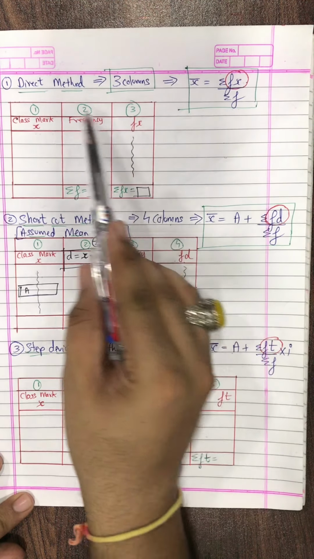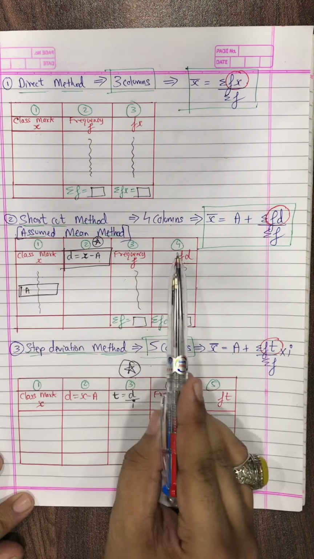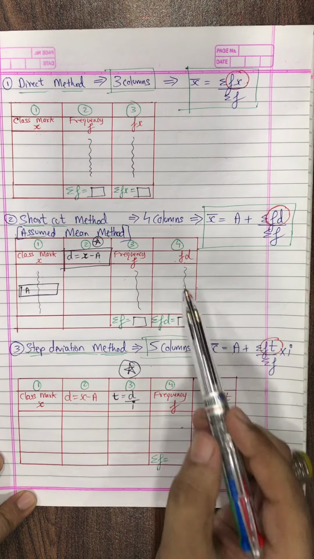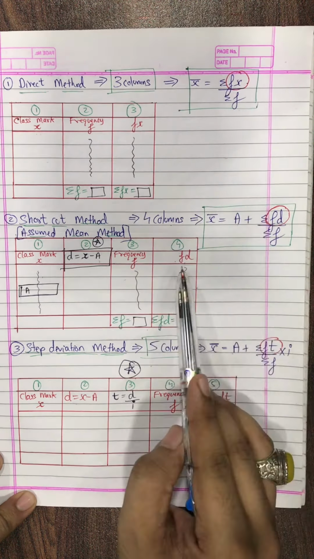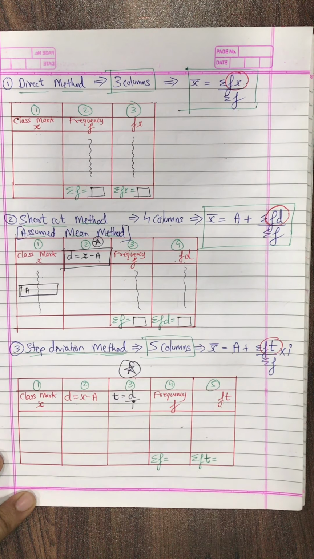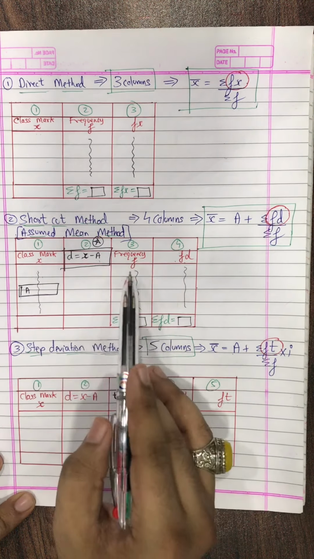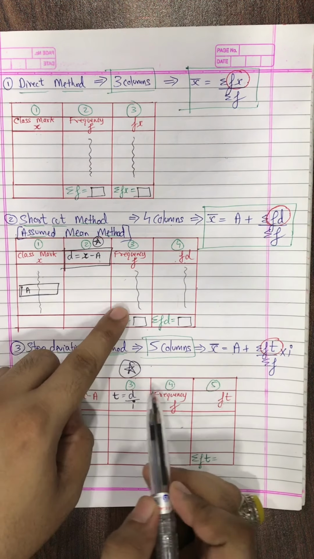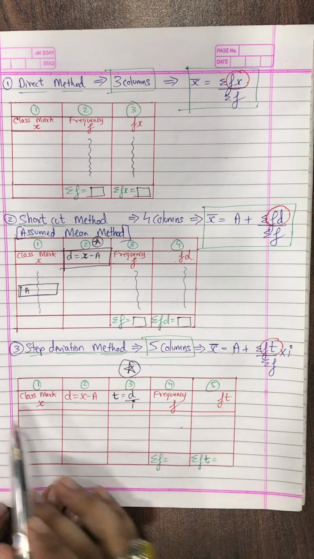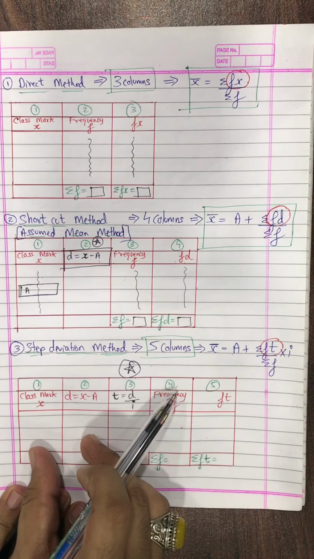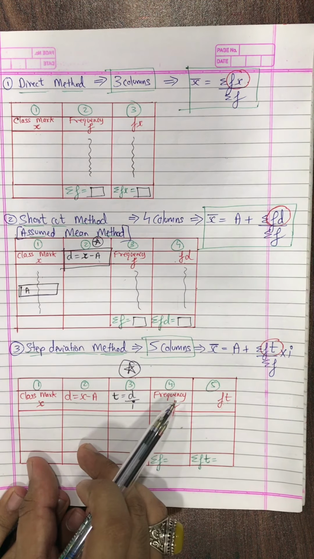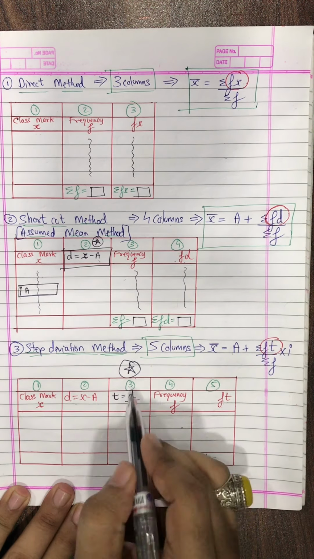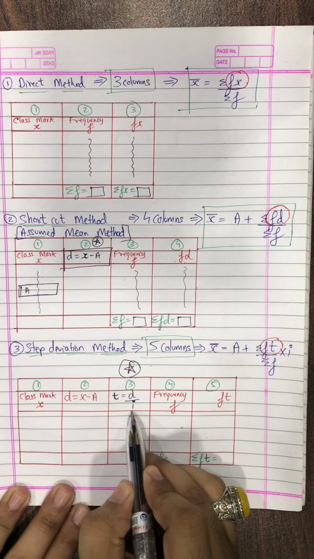Memorize with me. The last column in the direct method is the third, in the shortcut method the fourth, in step deviation the fifth. The last column comes from the formula: fx, here fd, here ft. The second last column is frequency. These two columns are exactly identical. The only difference is the third column. So 5 columns are there. The first 2 columns are the same as the shortcut method. The last column comes from the formula, the second last is frequency, and this is the extra one. What is this T? T is D upon I.